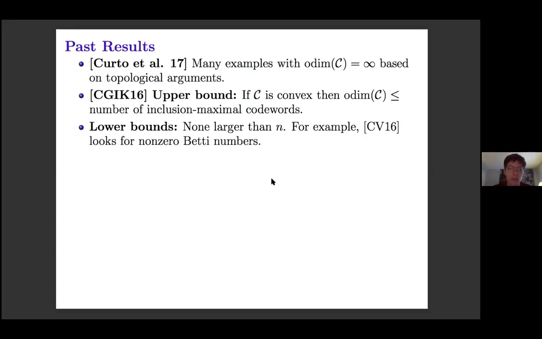Past results talked about, again, topological ways to understand this. In particular, past results had no examples of codes whose open embedding dimension was larger than the number of neurons.